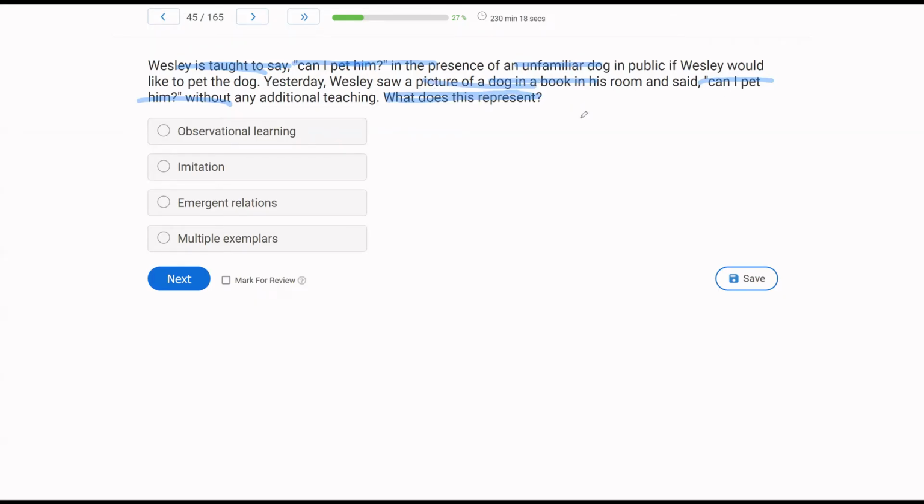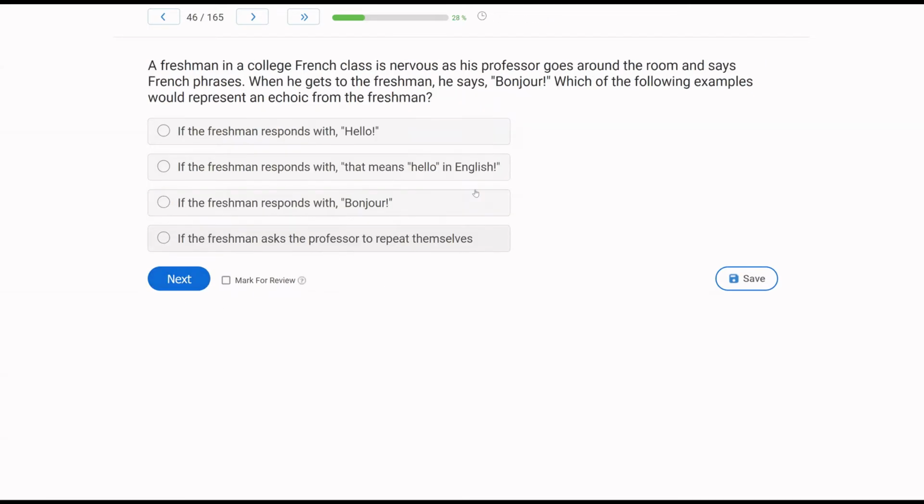It's very similar to stimulus equivalence, right? You're doing reflexivity and symmetry and transitivity and forming these concepts and connections. And then multiple exemplars. Multiple exemplars is a generalization strategy. We're not looking at the strategy here. We're looking at Wesley's behavior, and it represents emergent relations.